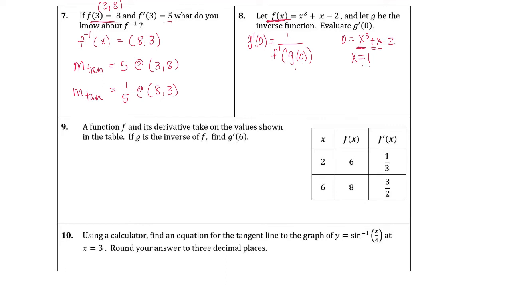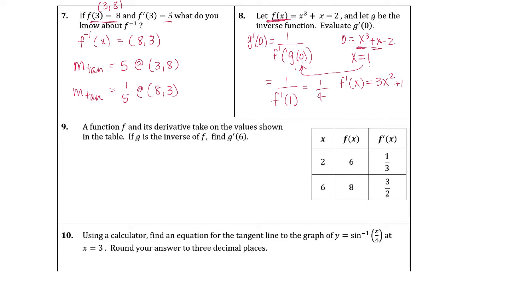So we can now substitute in that value, and we have 1 over our derivative's value at 1. And f prime at x is going to be 3x squared plus 1. And so f prime at 1 is going to give us 4. So the derivative of the inverse's value at 1 is going to be 1/4.